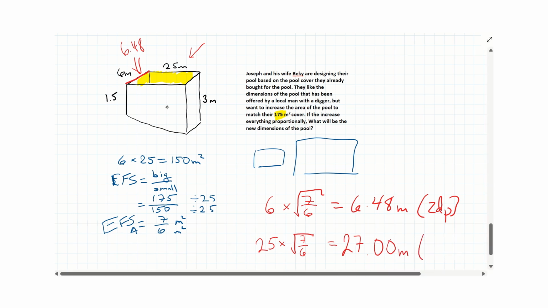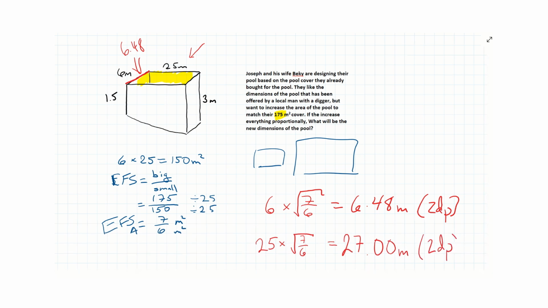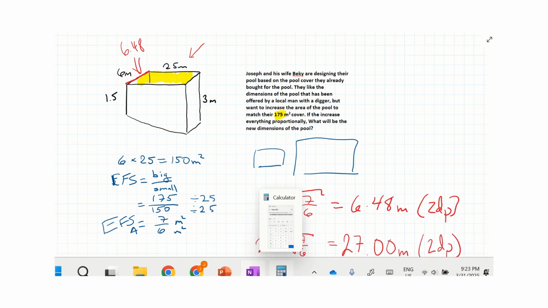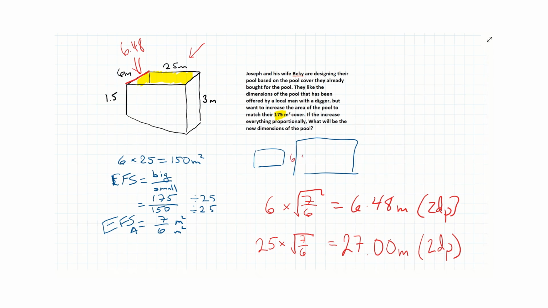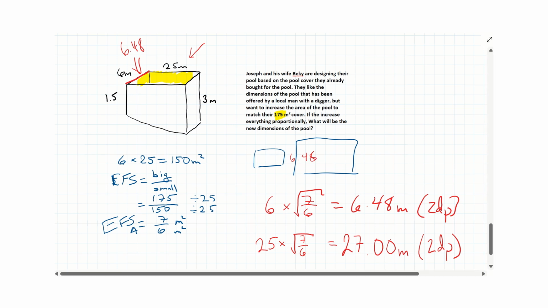27.00 meters, 2 decimal places. Is that actually accurate? Let me just double check my calculator. Yeah, that is accurate. 27 meters. So in my new pool, this side is going to be 6.48.